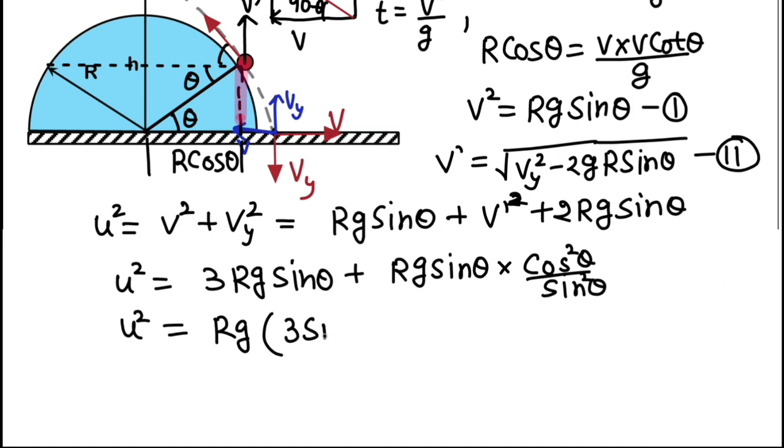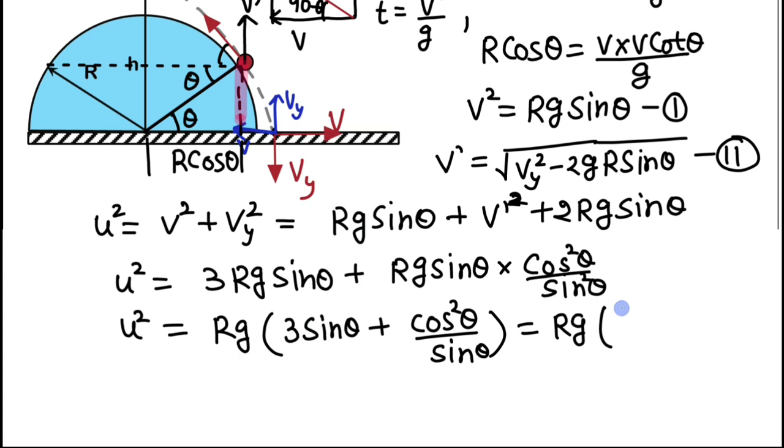So 3 sine theta plus cos square theta by sine theta, right? That term will become 3 sine square theta plus cos square theta by sine theta, and that will be equal to Rg times, and 1 sine square plus cos square will make 1. So 2 by sine theta, that will become 2 by sine theta plus 1 by sine theta.